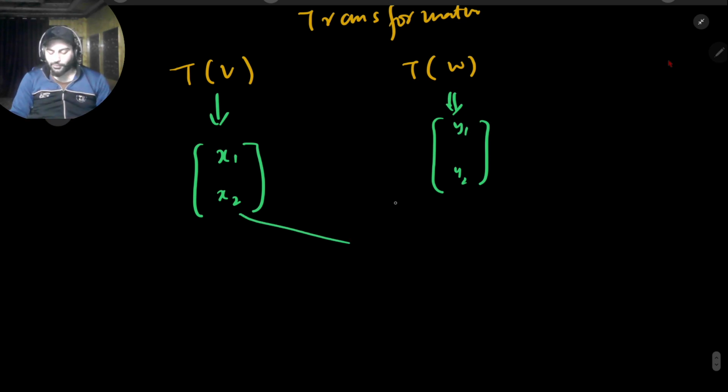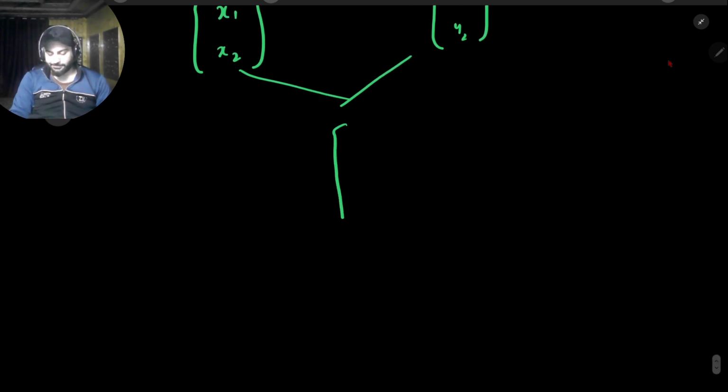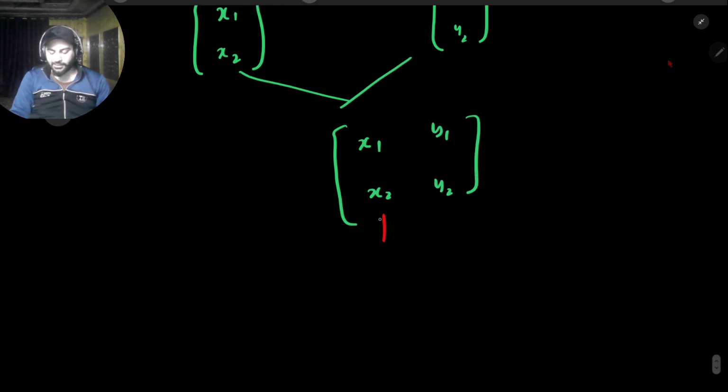I can collect these two in a matrix like this. I can write x1 and x2, and y1 and y2. So this is where the first basis vector went, the transformation of vector v, and this is the transformation of w. So these are the basis vectors after transformation.